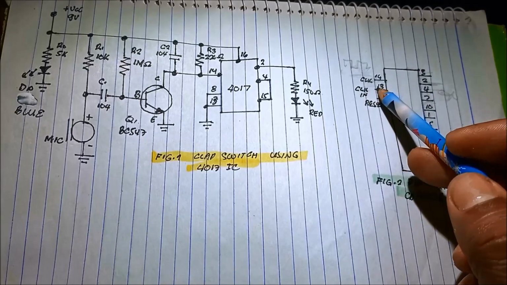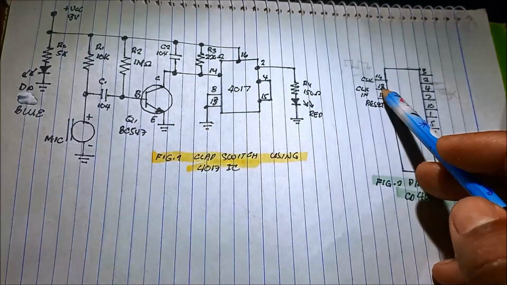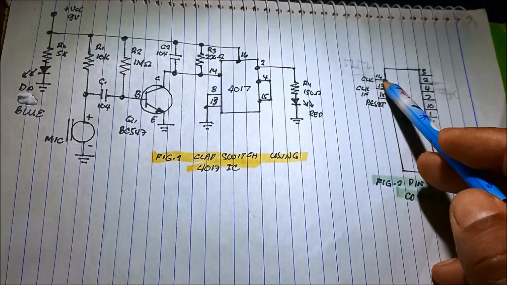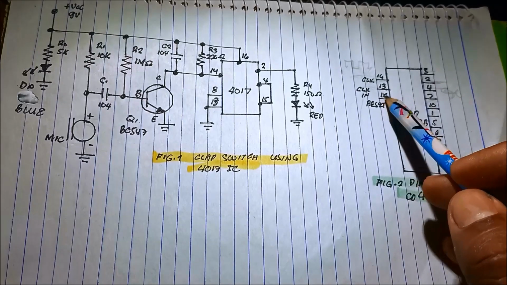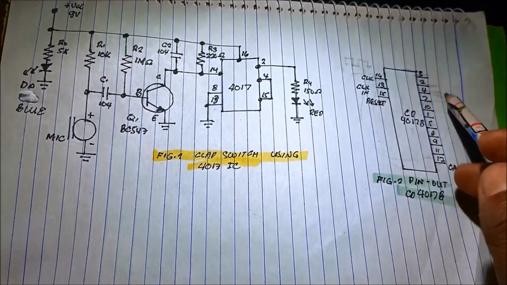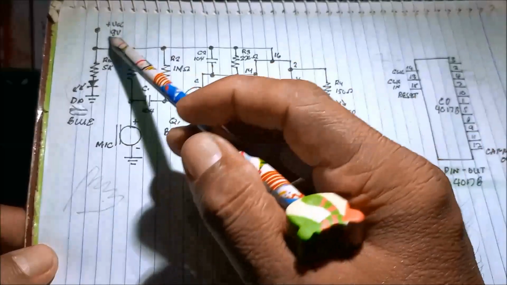Clock inhibit pin number 13 is to be grounded in order to enable the clock pulse or this clock pin. Pin number 15 is the reset. It will reset the circuit. So this LED turns on because we have the power.